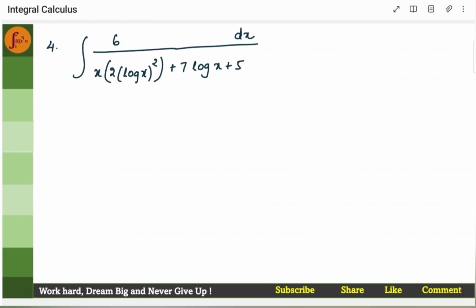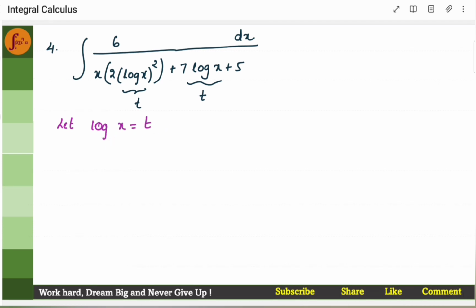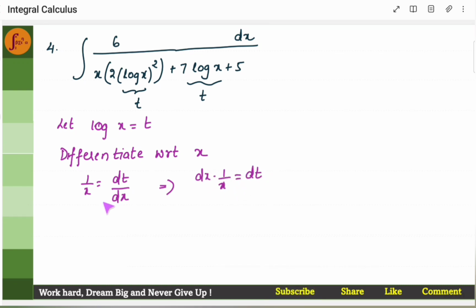Now let's solve this particular problem. So what do we do here? We need to get this in a quadratic equation form. So what we will do, we'll take log x as t. We'll say let log x be t. So once we substitute, we'll have to differentiate. We'll always have to differentiate after we substitute. So what is the derivative of log x? It's 1 by x. And this will be dt by dx. I'm differentiating with respect to x. So dt by dx is 1 by x, which is nothing but dx into 1 by x is equal to dt. I just moved this to the left hand side. So dx into 1 by x is dt.